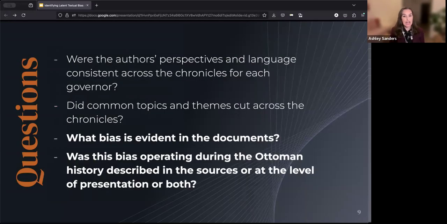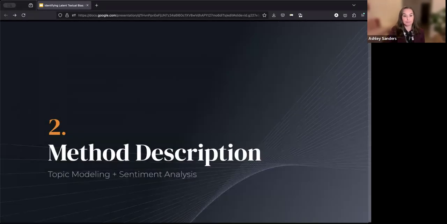So some of the questions I asked as I approached these texts included, were the author's perspectives and language consistent across the chronicles for each governor? Did common topics and themes cut across the chronicles? And most importantly for my talk today, what bias is evident in the documents? And then was this bias operating during the Ottoman history described in the sources or at the level of presentation, or was it both?